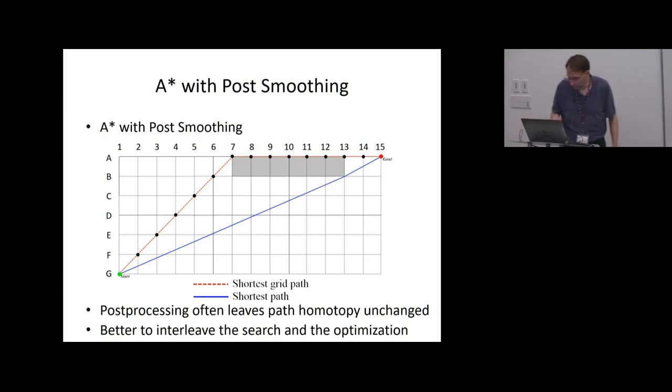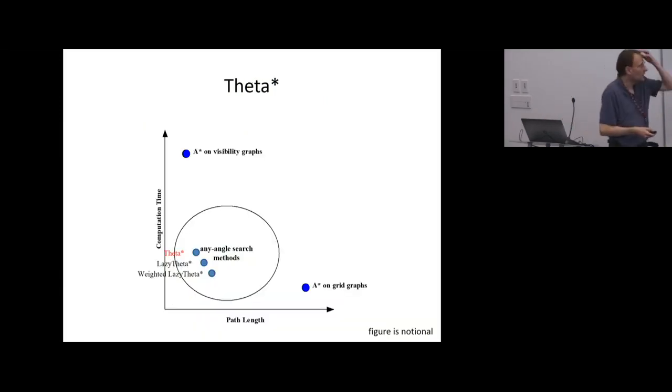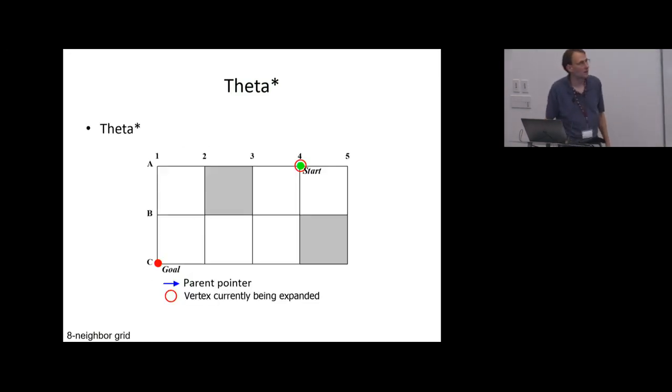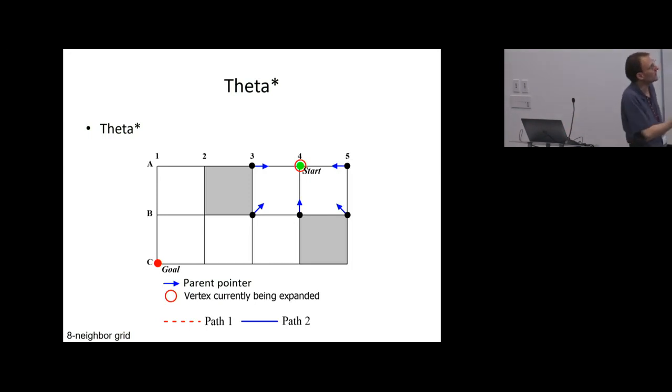So let's do that. That gives us a variety of techniques that are called any-angle search techniques. The idea is that they lie here in this diagram to give you a good trade-off between computation time and path quality. I only want to talk about one of them here, Theta star, because it's very straightforward. So here's again our grid to start with. Theta star is just an A star search with one small addition. So we do a regular A star search. We start with the start state, we expand it, we pick the next state.